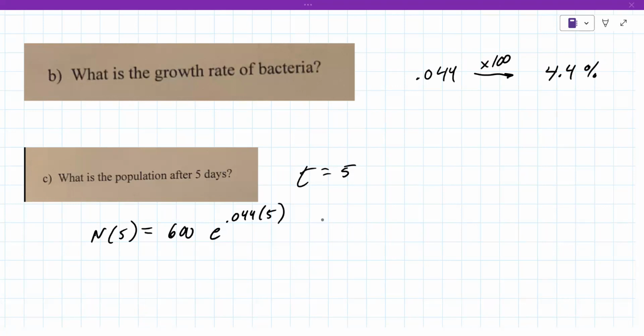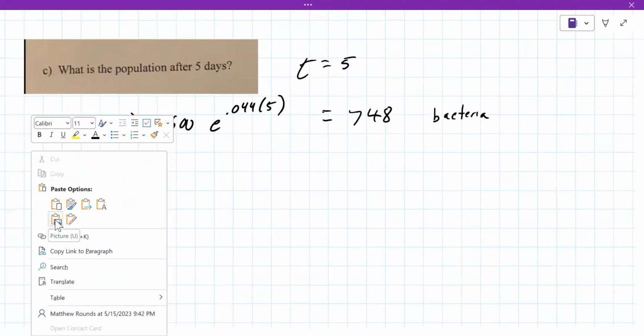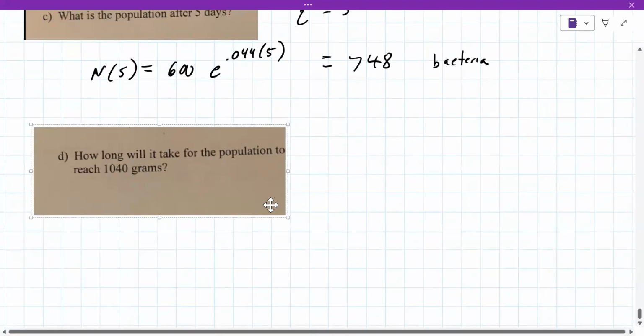So I get about 748 bacteria. Okay, that's what I got too. Awesome. All right. For 20 odd questions, this is probably at least double the number of questions. Maybe if you counted all the parts, this might have been 80 questions.